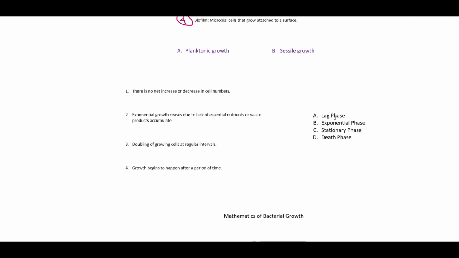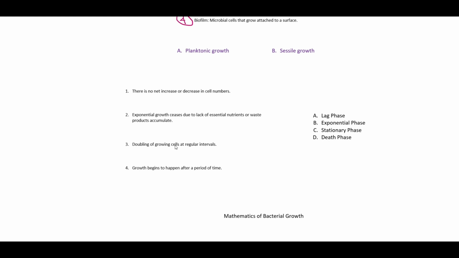Okay, this is a mix and match game. So we have 1, there is no net increase or decrease in cell numbers. Is it A, B, C, or D? 2, growth ceases due to lack of essential nutrients or waste products accumulate. Is it A, B, C, or D?